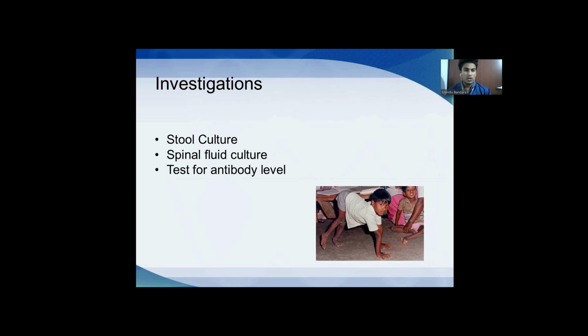Let's talk about the investigations we can do to diagnose a polio patient. The first and most common test is the stool culture, where we take a stool sample of the patient and check for poliovirus. We can also do a lumbar puncture, take the spinal fluid, and check for poliovirus in there. And we can take a blood sample and test for the antibody level in the blood.